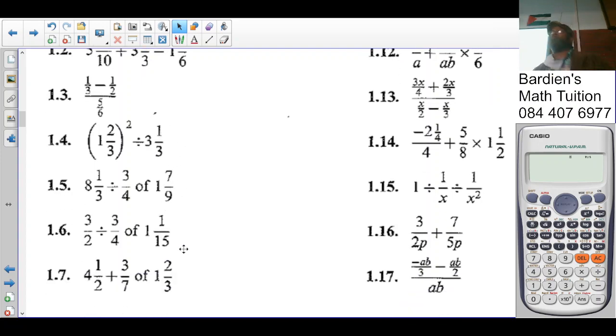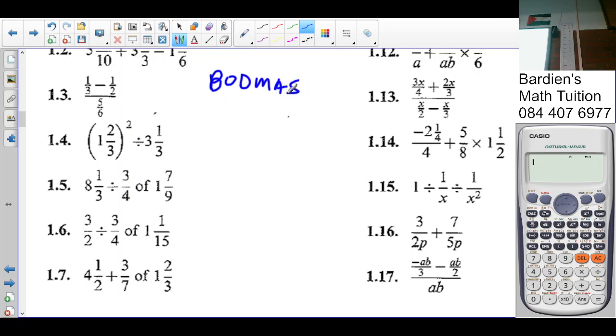If you look at 1.5, you see this is of. So of is done before division. Can you see that? Not O, it's an OF, of. Not OK, it's an OF. So you got 8, and 1 over 3 must be divided by, you replace of with a multiplication sign. But I put a bracket.